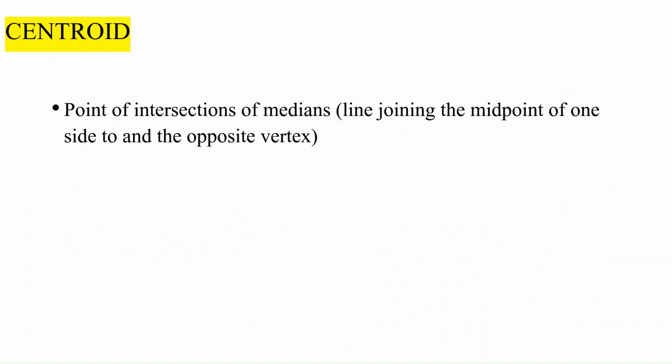Now, what's a centroid? It's a point of intersection of medians in a triangle where median is a line joining the midpoint of one side to the opposite vertex. Consider any triangle ABC and let D be the midpoint of side BC. Now join A to D, this gives a median. In similar way, midpoint of AC, let it be E, join B to E, that's the other one. Midpoint of AB, let it be F and join C to F, that gives the third median.